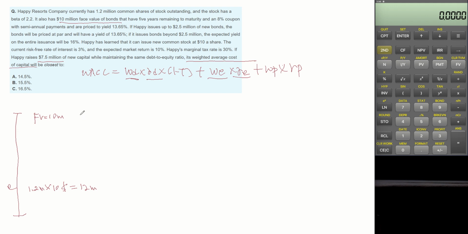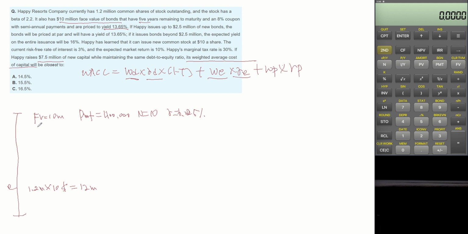With this, we can figure out the payment is $400,000 and the period is 10, and the yield is 13.65%, so the required rate of return becomes 6.825%.